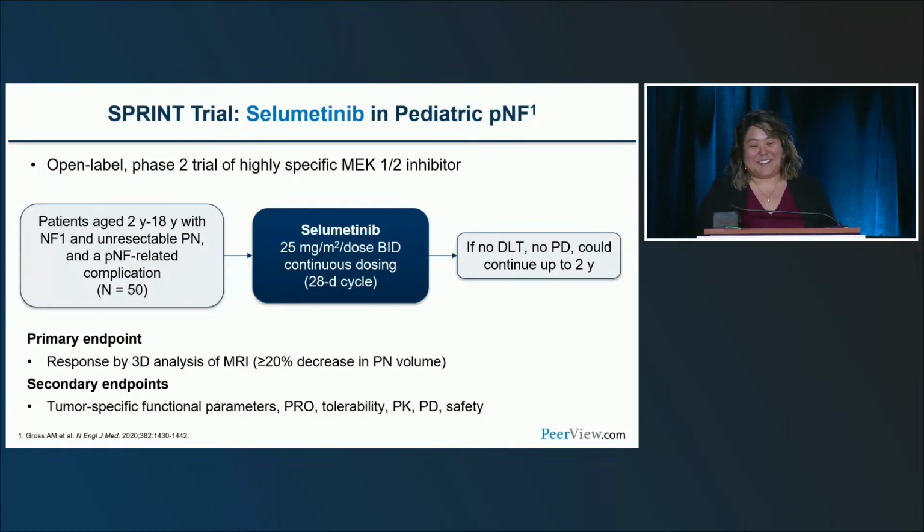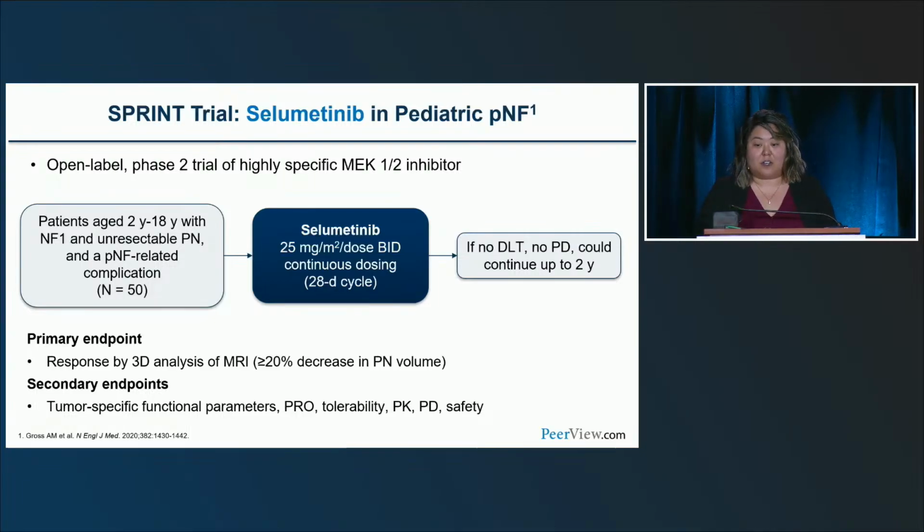So the SPRINT trial was an open-label phase 2 trial looking specifically at the MEK inhibitor selumetinib. This was in pediatric patients with a plexiform neurofibroma that was deemed to be unresectable or inoperable, and also was symptomatic with some kind of plexiform neurofibroma-related complication. They were then given selumetinib that was dosed based on their BSA, and they were looking primarily for volumetric change. Their primary endpoint was looking for a greater than 20% decrease in the plexiform neurofibroma volume.